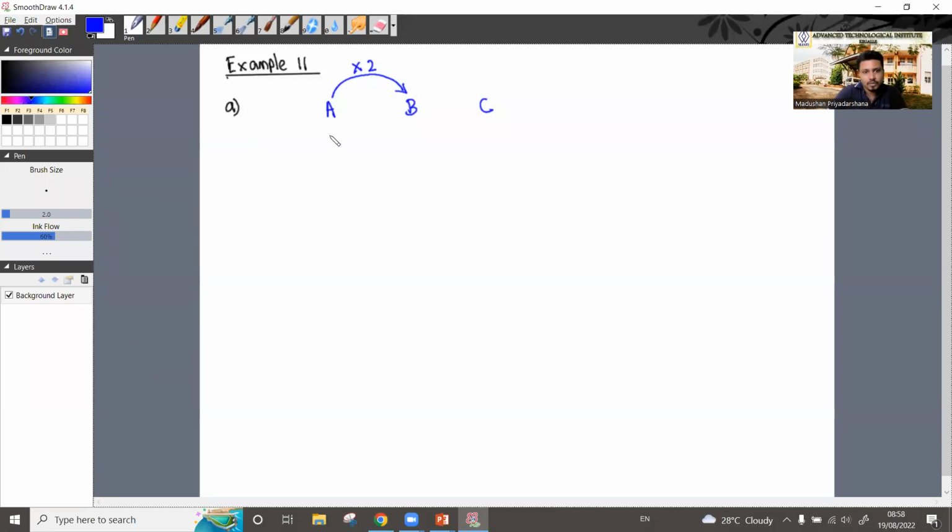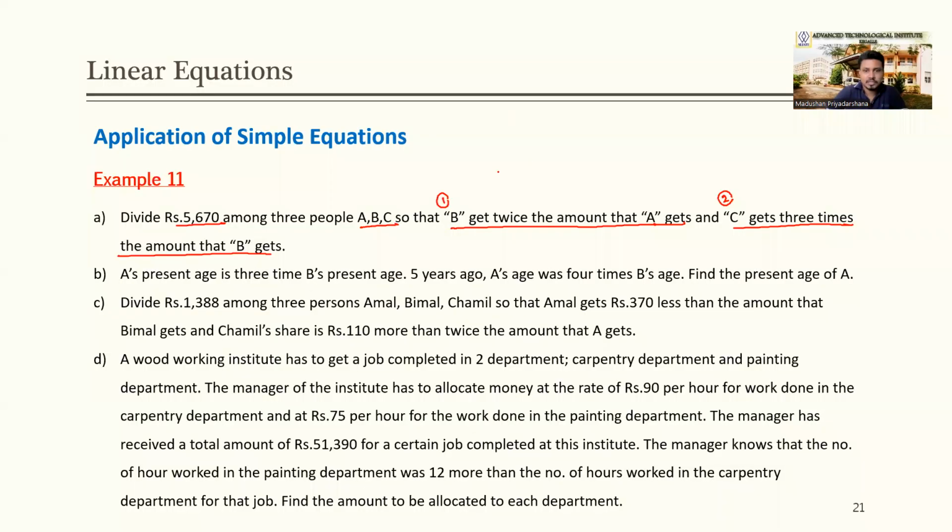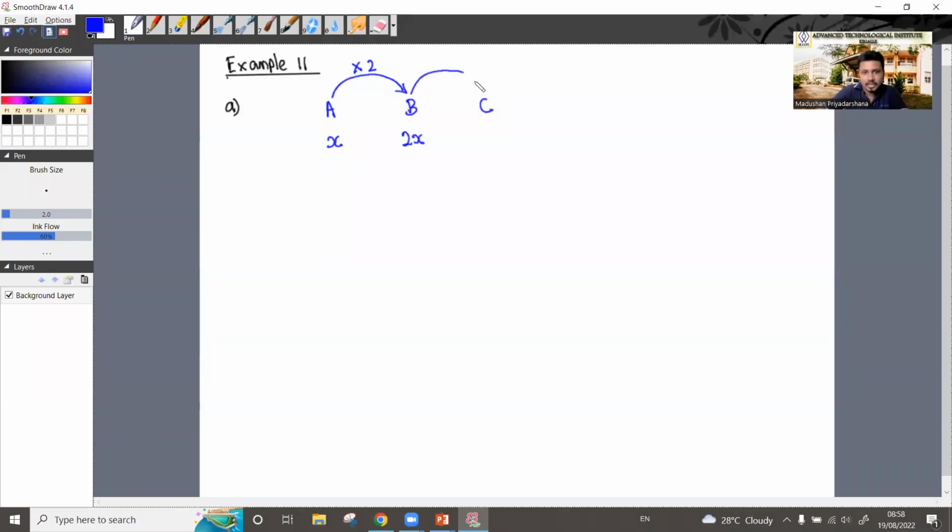If A gets an amount worth of X, what should be the amount received by B here? Yes, 2 times of this, 2 times into X, that is 2X. Right? So that is what it says under the first condition here. Then the second one is what? C gets 3 times the amount that B gets. Right? C should receive 3 times what B receives here.